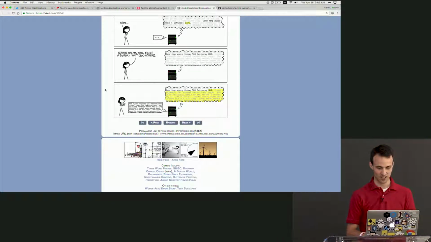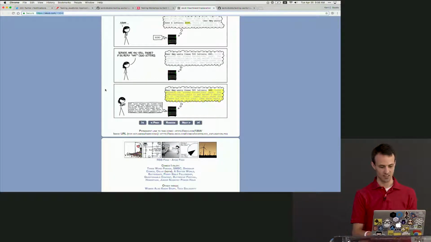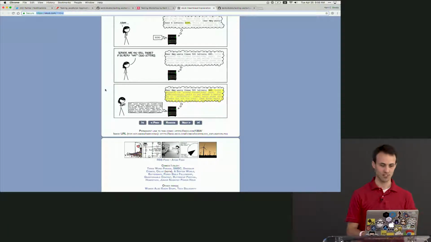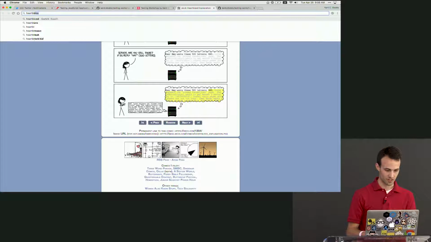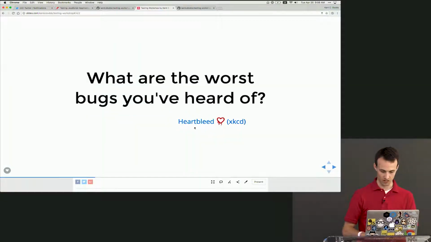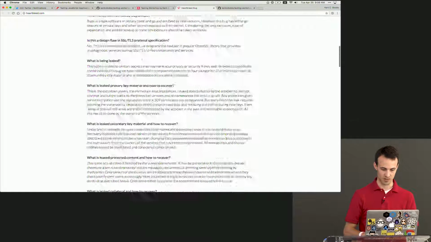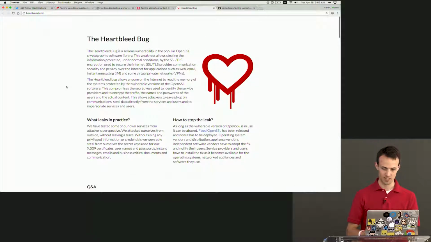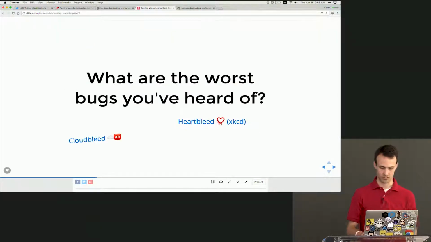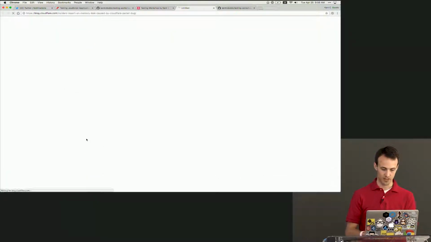So this was actually a fairly straightforward problem in a very widely used technology. And there's actually heartbleed.com now to describe the bug. Yeah, that was a pretty critical issue.